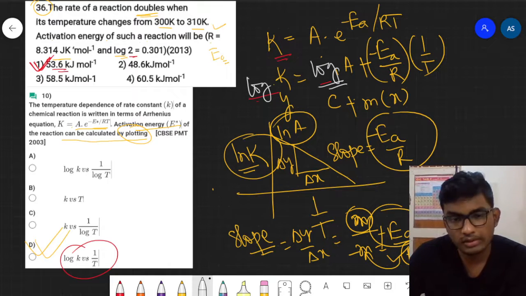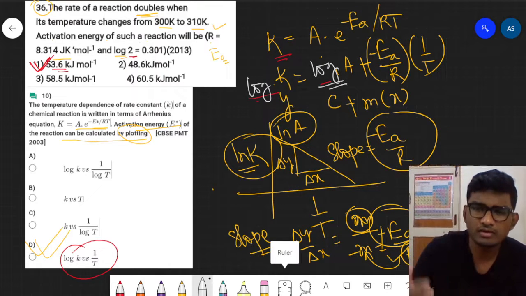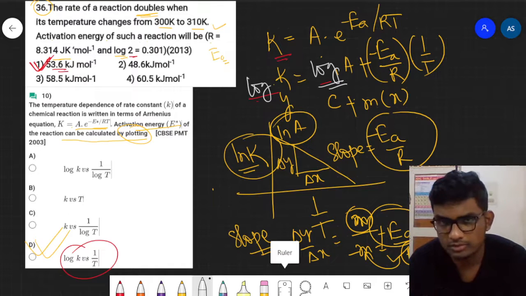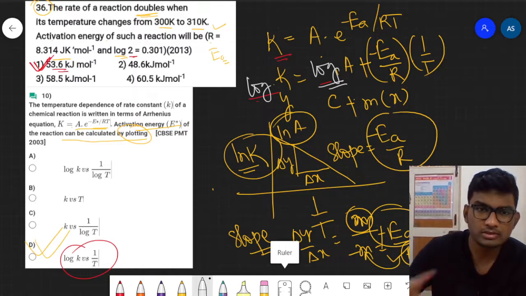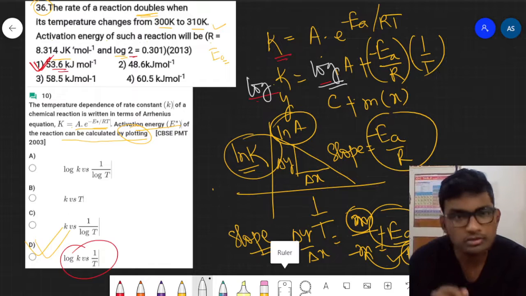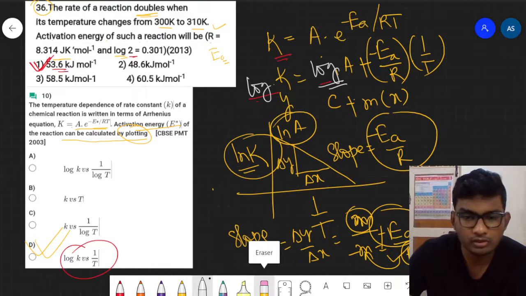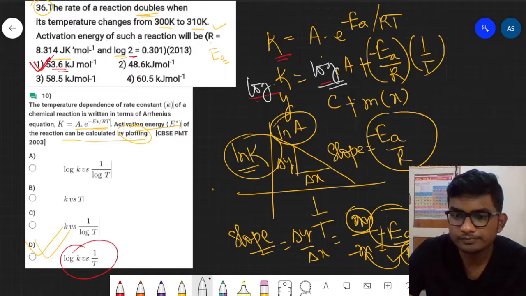Now we will go to the next questions. I'm solving it a little faster because I want to keep it a small video. There are two more good numericals. We will do them and we will finish it.